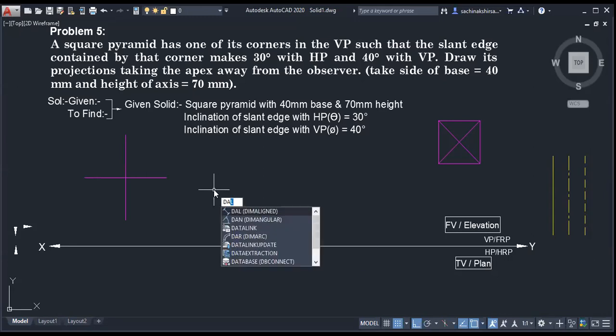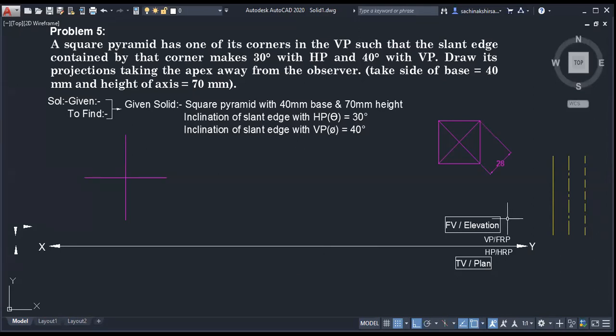29. 28. Very good. It is 28 or 29. 1 mm we can understand. Take half of the distance, mark the point and join.